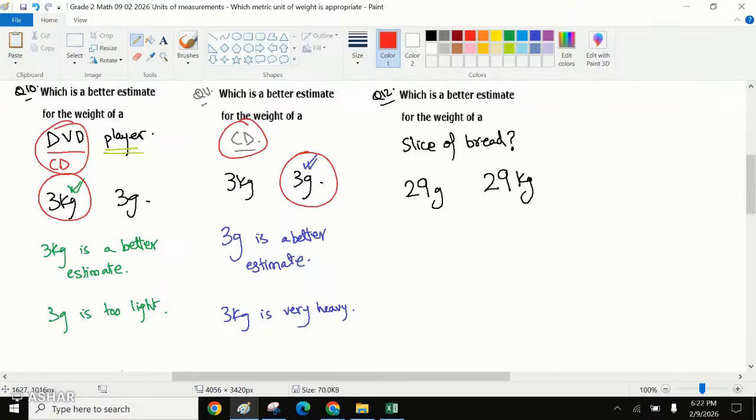Because when we take a loaf of bread, right, a slice of bread, it has to be lightweight. If it's 29 kilograms, we would need so many people just to pick up the bread, right? So we know that 29 grams is a better estimate. Why? Because 29 kilogram is very heavy. Okay. Yes, too heavy. Thank you.